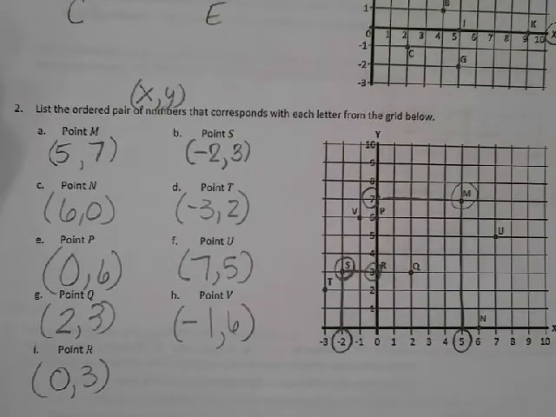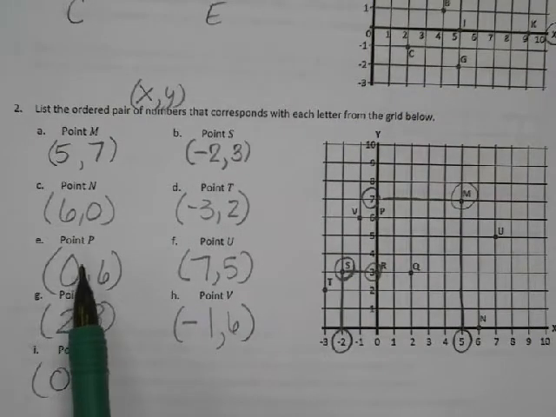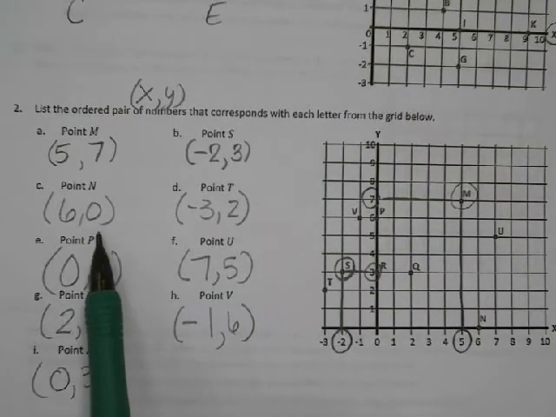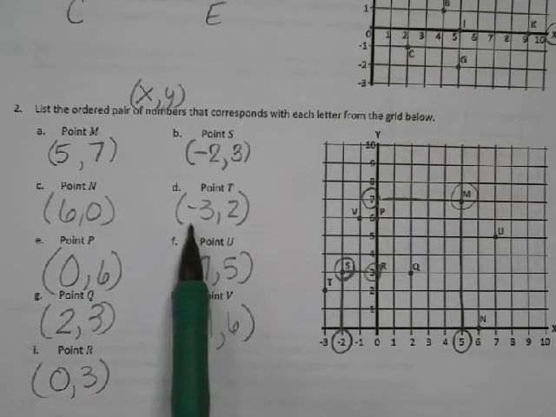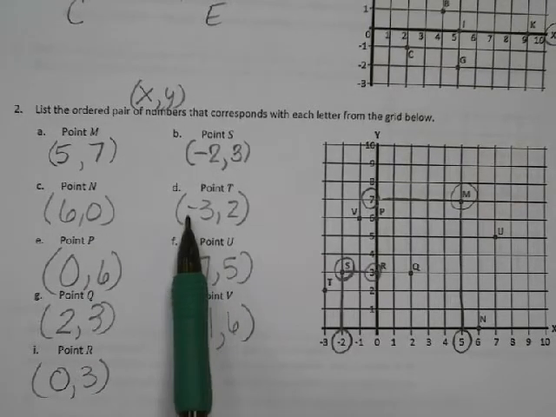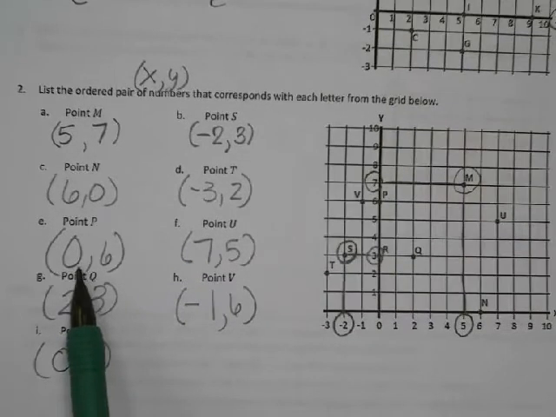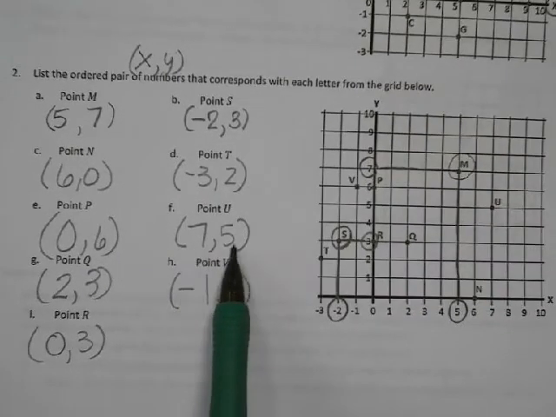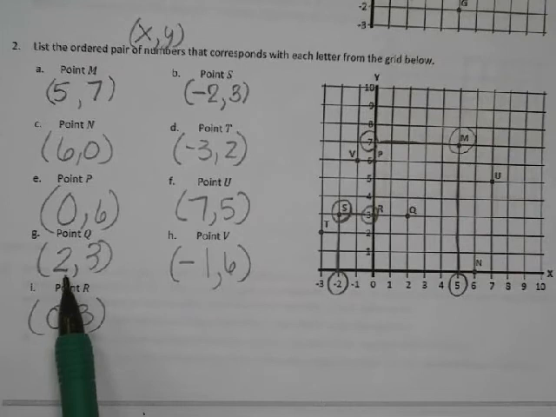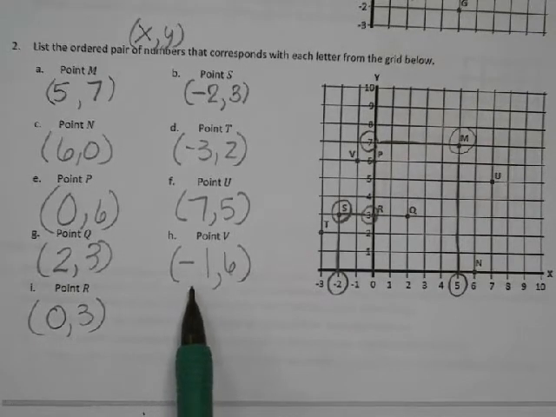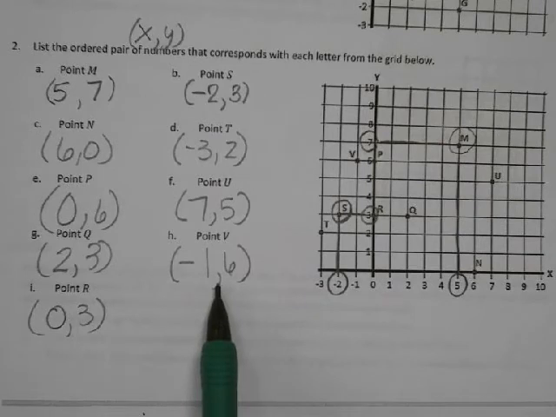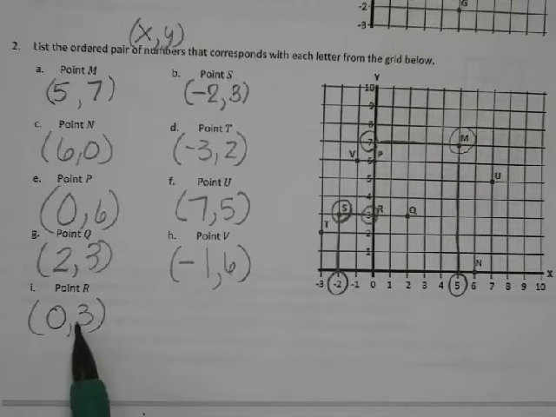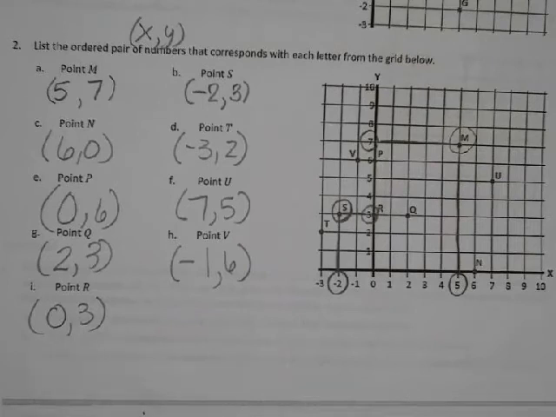Okay, so let's check your answers now. For point C, you should have had (6, 0). For D, you should have had (-3, 2). For E, you should have had (0, 6). For F, you should have had (7, 5). For G, you should have had (2, 3). For H, you should have had (-1, 6). And for I, you should have had (0, 3).